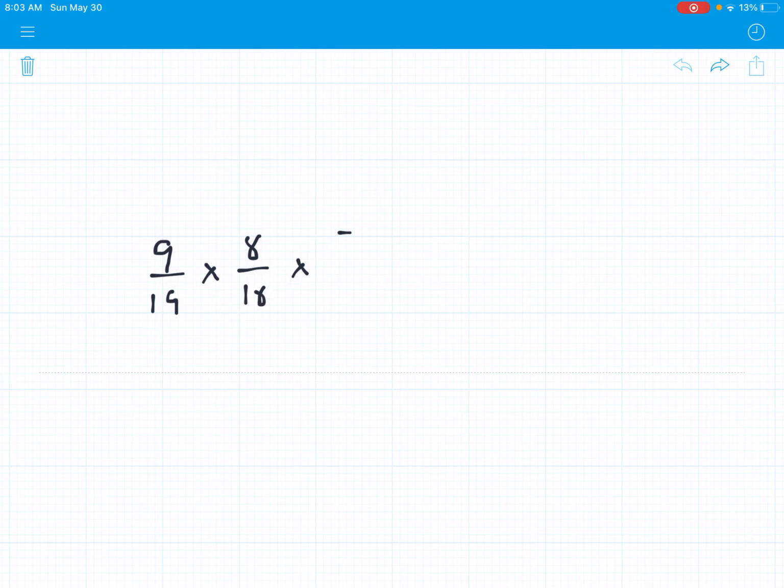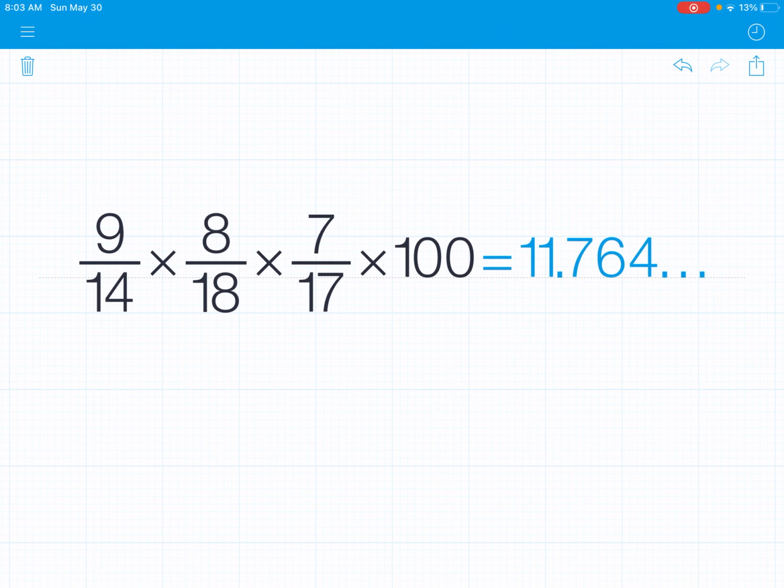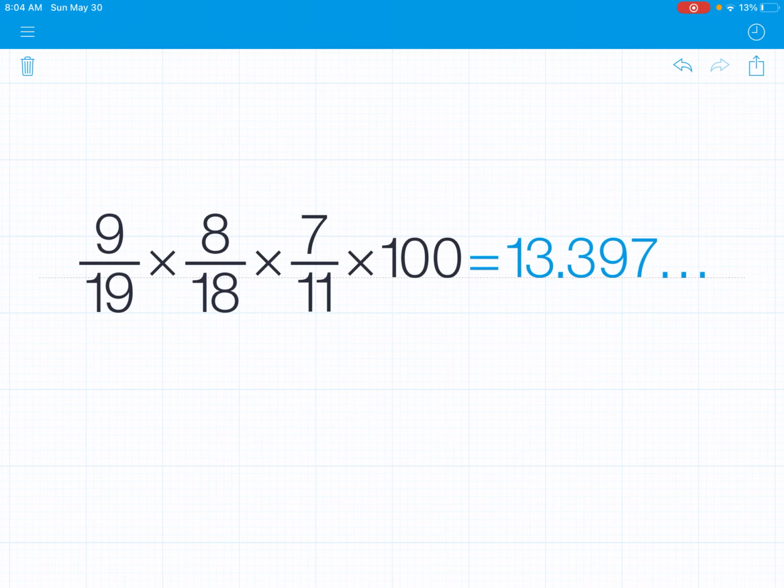So we have 9 over 19 times 8 over 18. Uh-oh, that first one might show up as a 14. And then I'm going to do times 100. If you want to see what happens when we do times 100, it makes that into our percentage instead of a decimal. So it's 11.764. And if we keep to the nearest hundredth, that would be 11.76. Uh-oh. You'll notice that that first number was a 14 instead of a 19. We got to redo this. Do it again. 9 over 19. 8 over 18. 7 over 17. Times 100. Uh-oh, that 17 might show up as an 11. Dang it, it did.